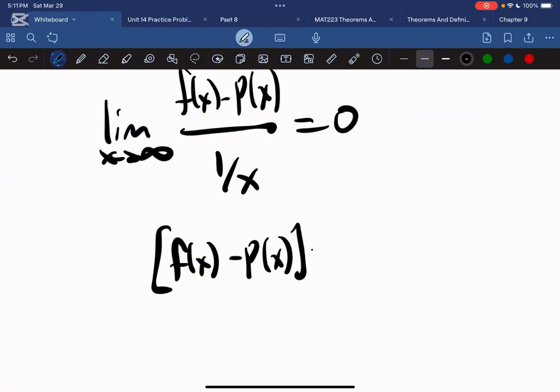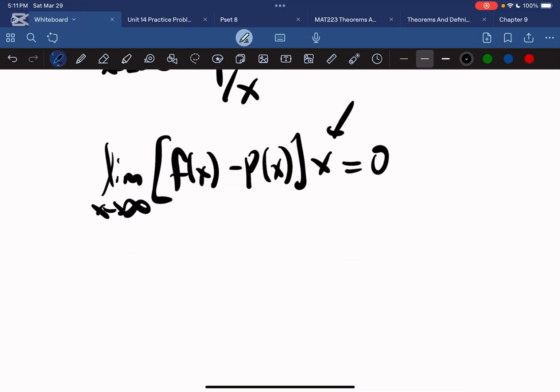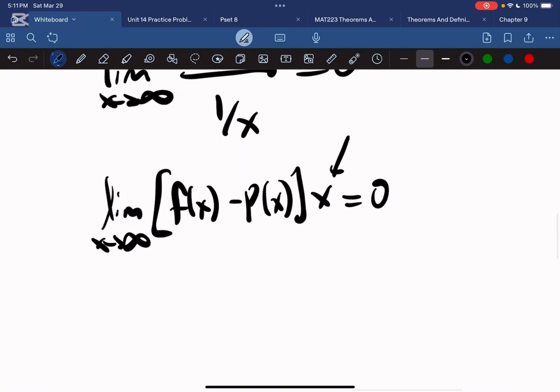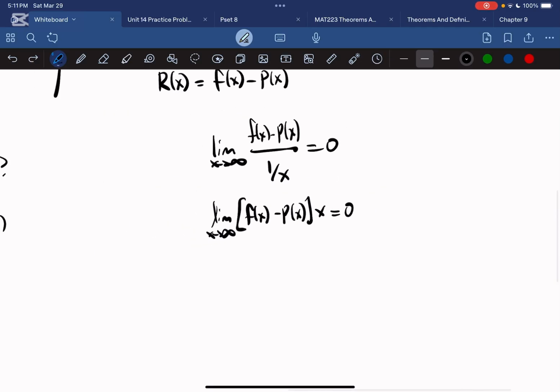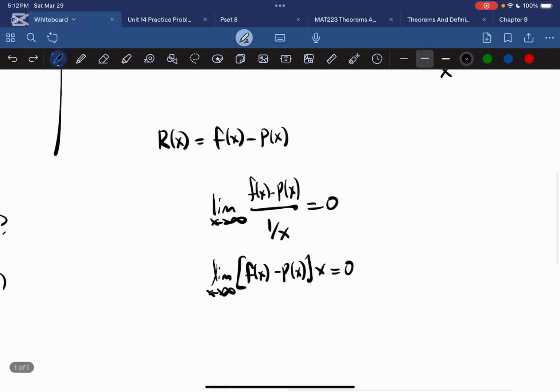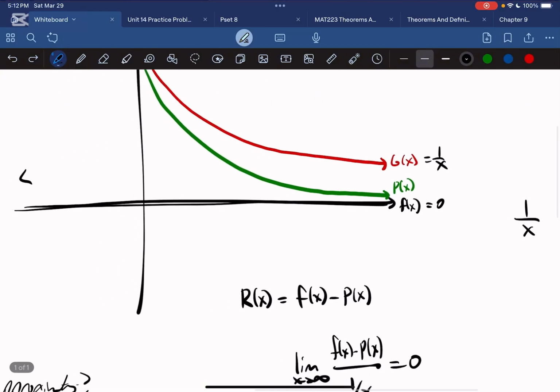All of this times x. Obviously, x is going to infinity. You can see these two are equal, we just rewrote this. x is going to infinity, but for this limit to equal 0, this guy has to be approaching 0 faster than x is going to infinity. So that's sort of the idea of these remainders. And well, we investigated the case as x goes to infinity.